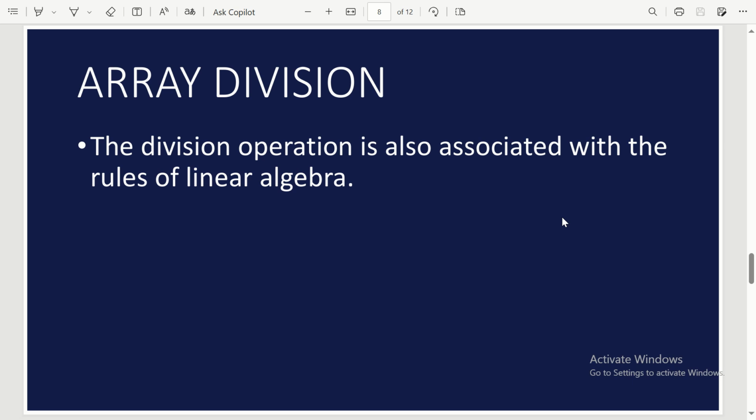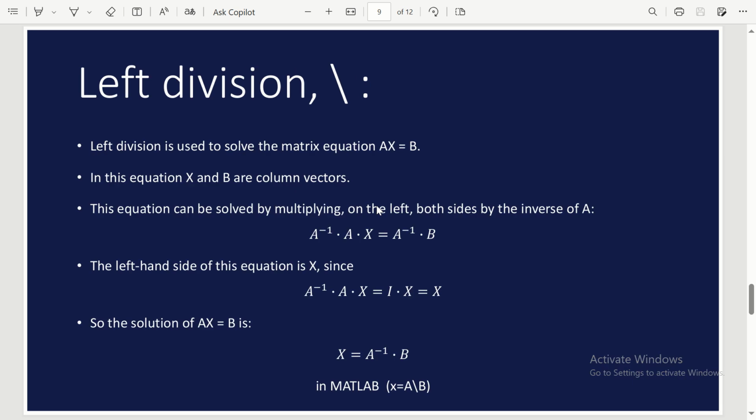Now let's see how array division will work. This is the division operation. It is also associated with the rules of linear algebra. We have two kinds of divisions available for arrays. The first one is left division and the second one is right division.